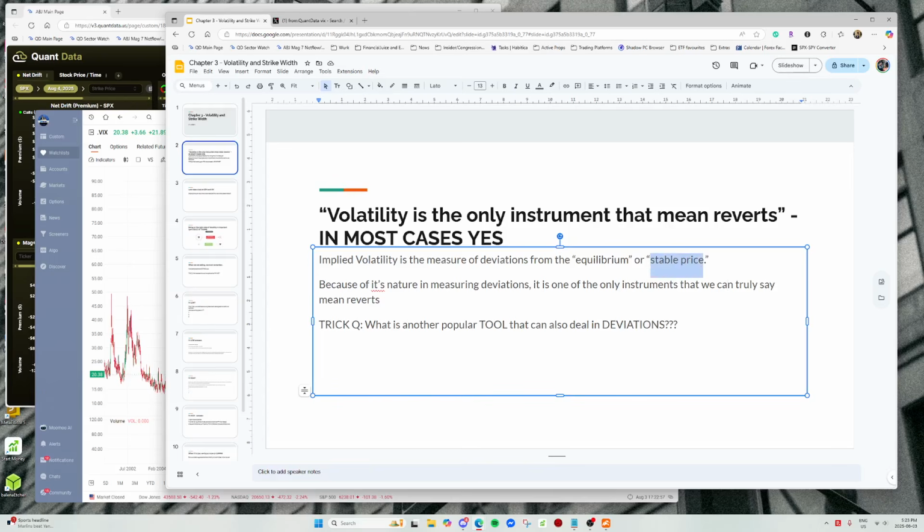Right now we can run some calculations and say what it is. It's going to change every time. But we can say that right now at 20, we're a little bit higher, right? We're starting to elevate a little bit. So the trick question, another popular tool, you can also deal in deviations. I'm going to leave that alone for now. I'm going to skip this, and then maybe we use this question for giving something away later, right?